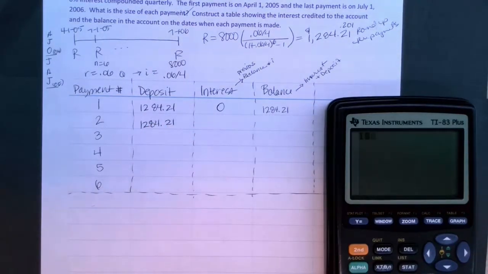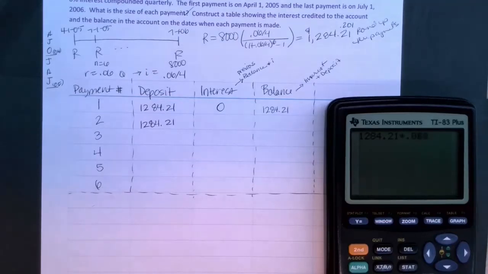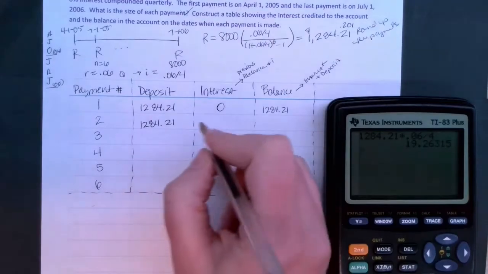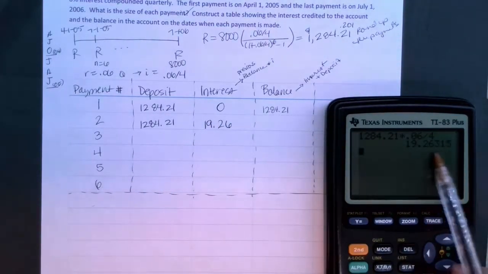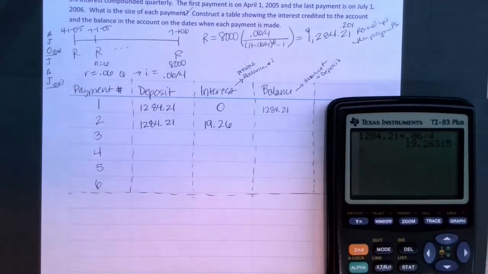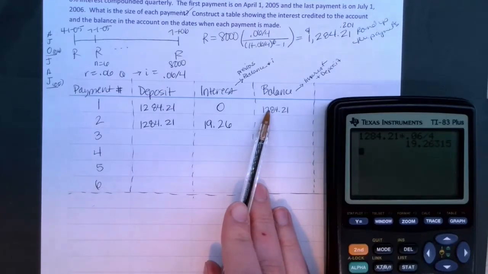And the interest we make on that, we're going to multiply it by our rate, so 0.06 over 4. And if you wanted to, you could totally make that your piece. So this time our interest is $19.26, because again we're going to round to the nearest penny for interest. And then we're just going to add this to the previous balance.